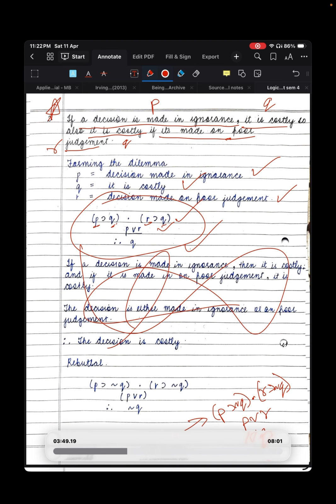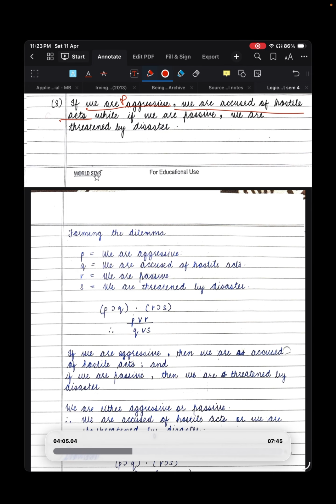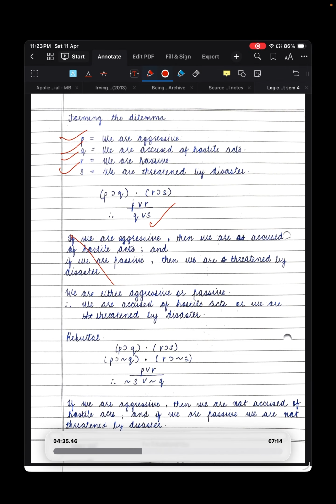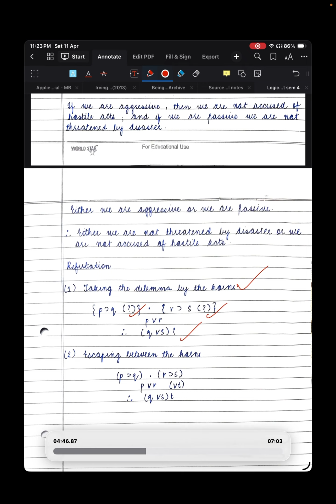So that's it. Now coming to the last one, यहाँ पे you have P, we are aggressive, Q, we are accused of hostile acts, R, we are passive, and S is we are threatened by disaster. So all 4 different. So you have P implies Q, dot R implies S. Then we have a simple thing to make is complex constructive. So again that is not required, but take it then.